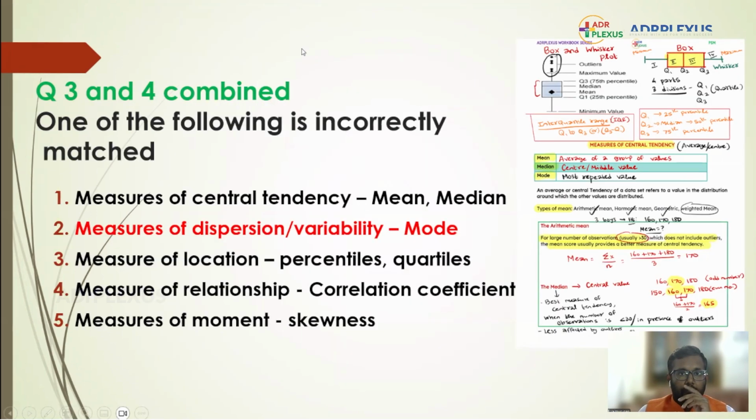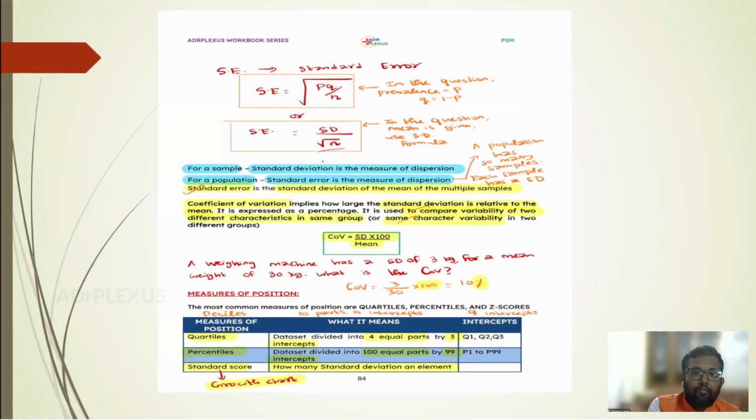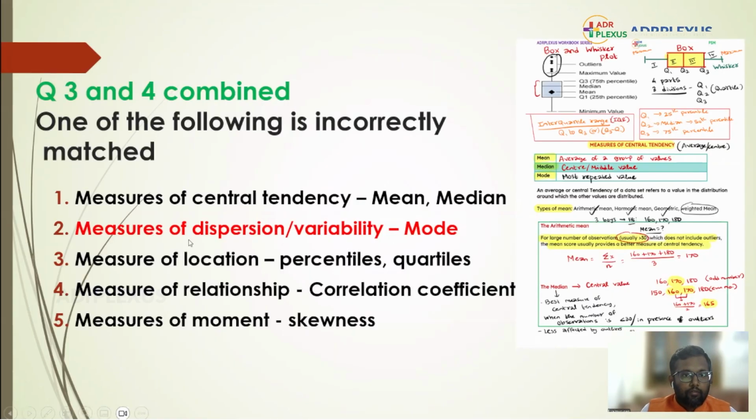Next question we are going to see. I have combined two questions in biostats into one. If you see here, one of the following is incorrectly matched. Measures of central tendency: yes, mean, median, and mode. They are measures of central tendency, which we have seen in the class. What are the measures of dispersion? Mode is not a measure of dispersion. The measures of dispersion are standard deviation, range, and even coefficient of variation.